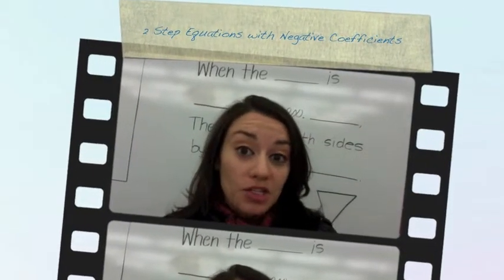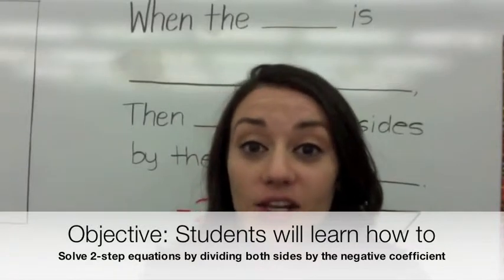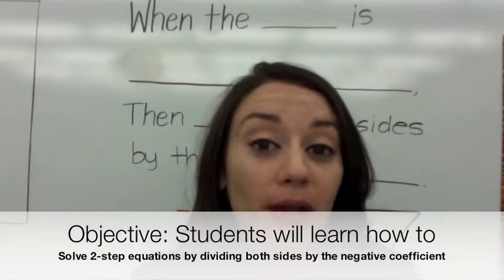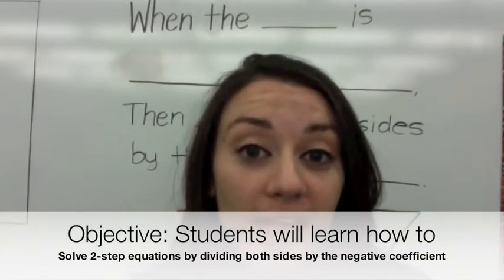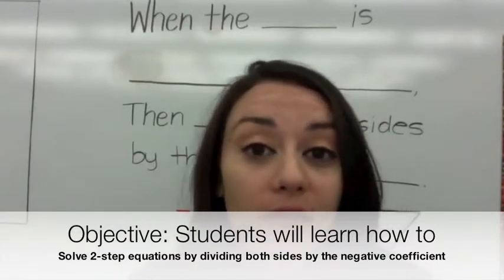Solving two-step equations, part 6. In today's lesson, students will solve two-step equations where they divide both sides by the negative coefficient. They divide by what?